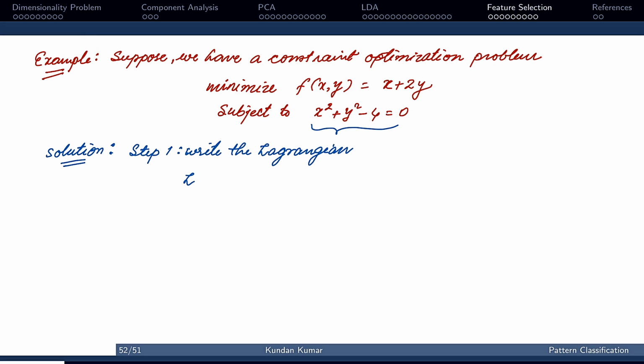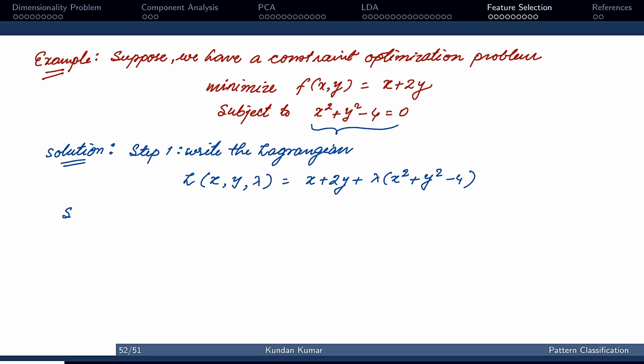So we can define the Lagrangian L(x, y, lambda) equal to x plus 2y plus the weighted sum of the constraint. Here we have only one constraint, so we take only one Lagrangian coefficient, and we will multiply it with the constraint. So this is our Lagrangian.